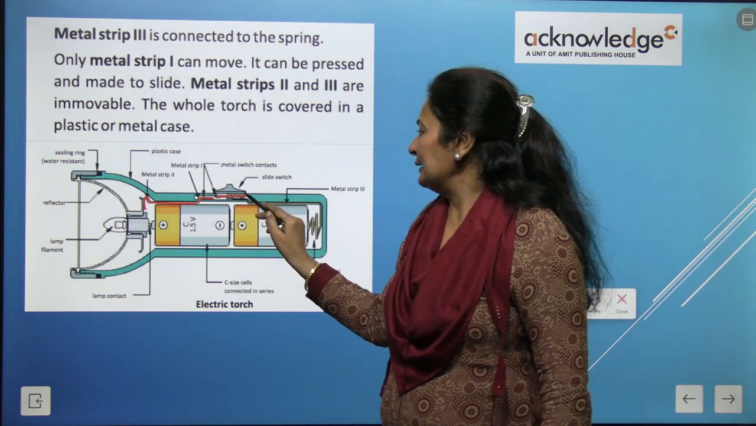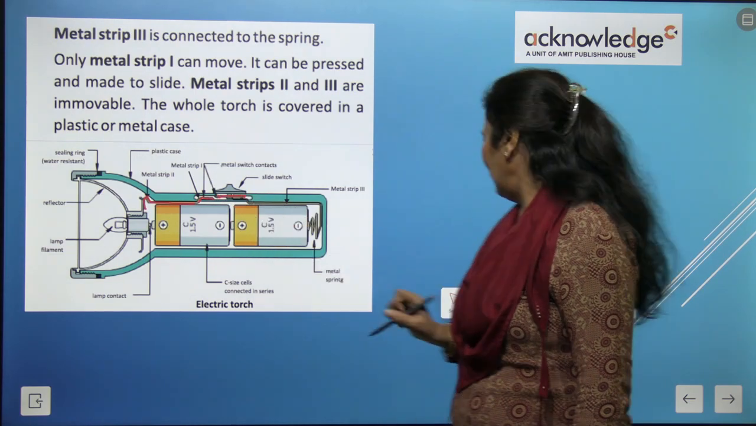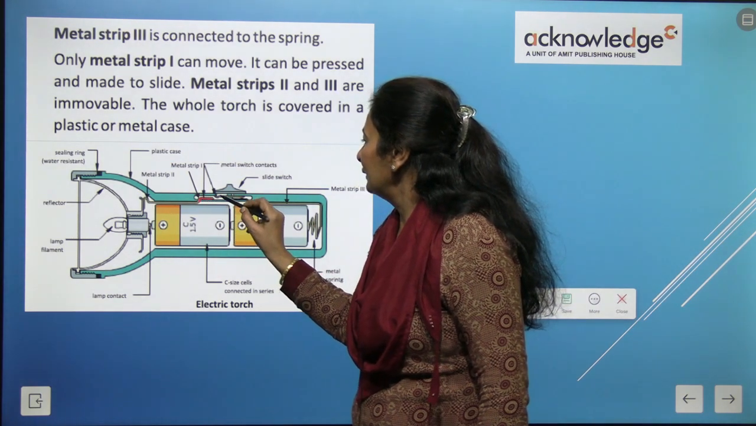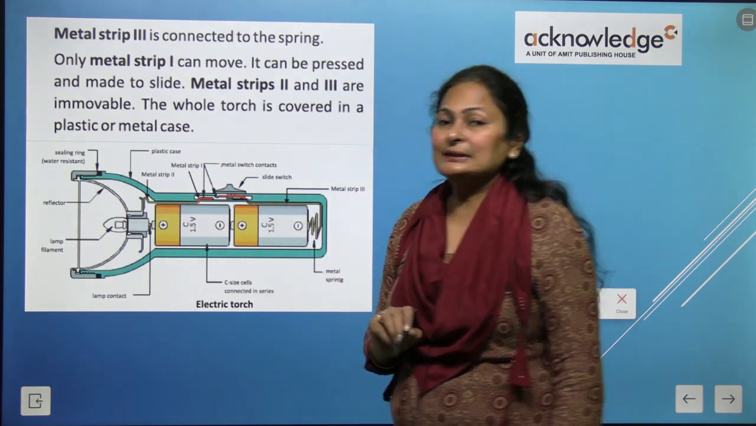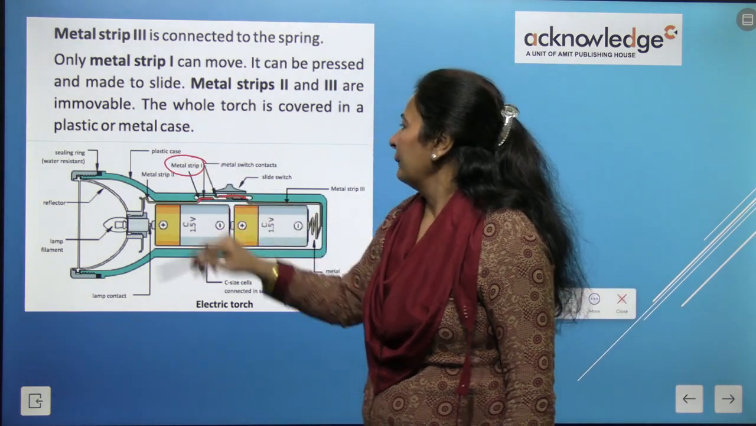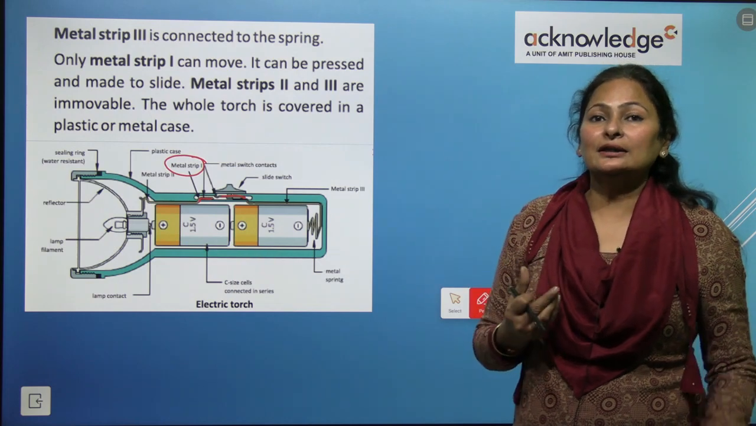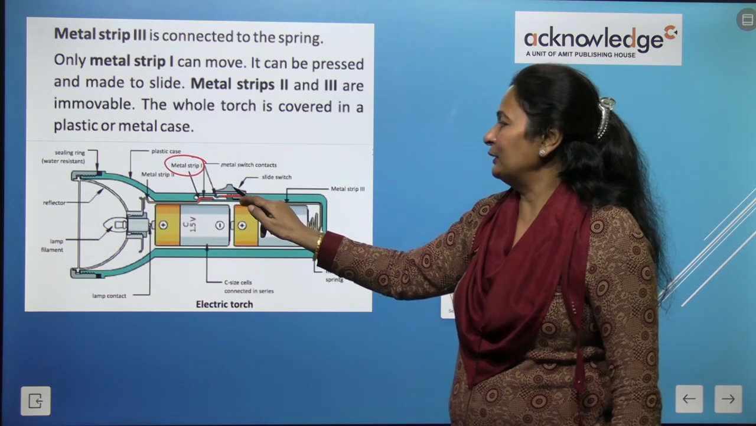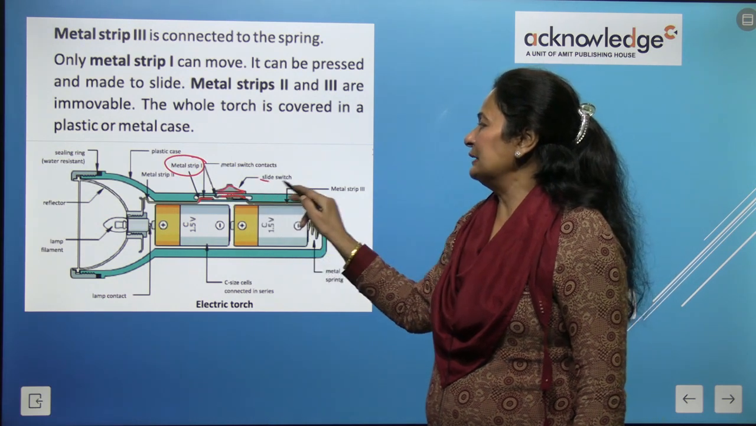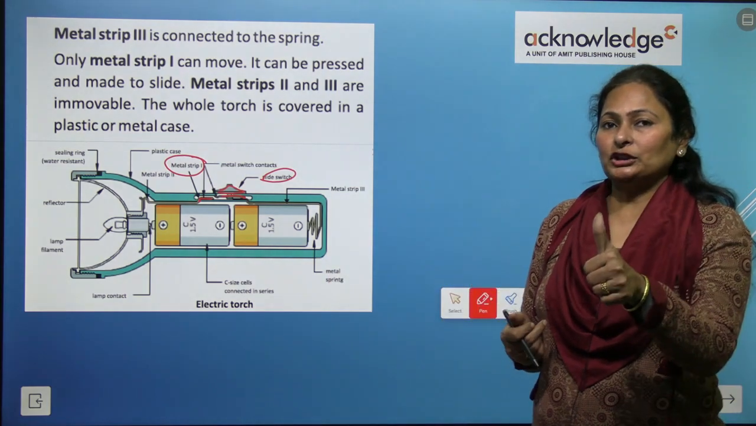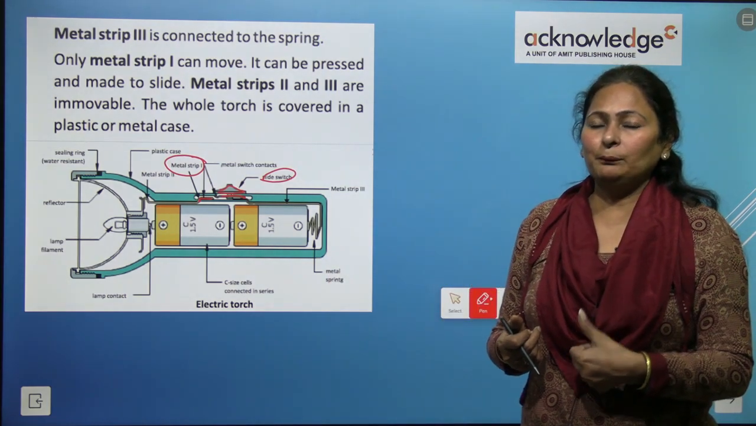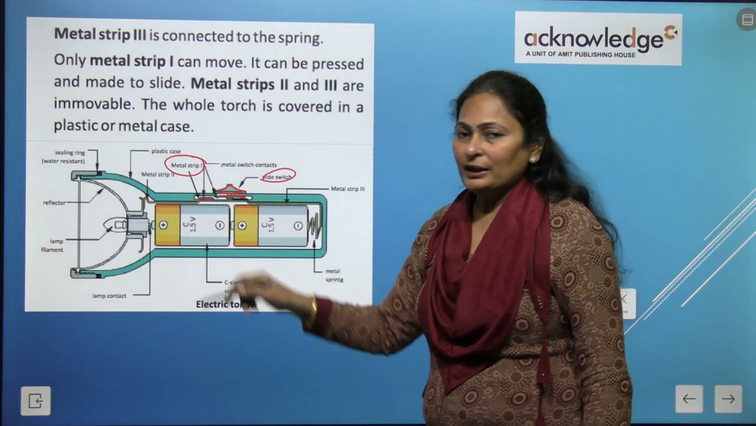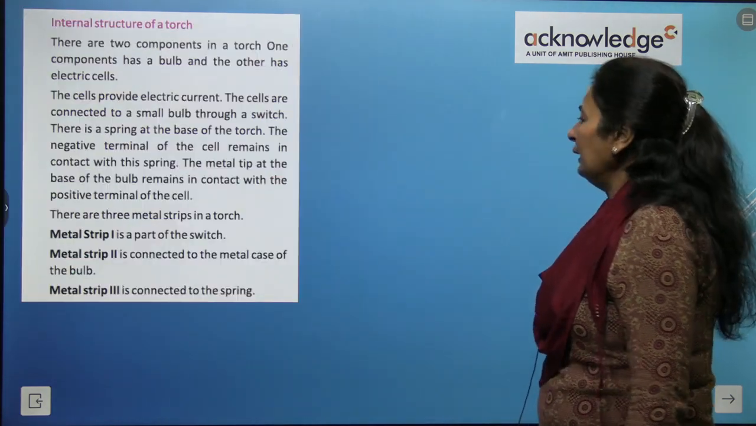So here, just understand, this is metal strip 1. I will draw it one more time for you. So metal strip 1 is this, right? This is metal strip 1, which is in the switch of the torch. And how do we operate it? We slide the switch. This is the switch, right? We push it forward and we pull it backward. So we are switching on the torch and switching off the torch. So the first metal strip is there in the switch.